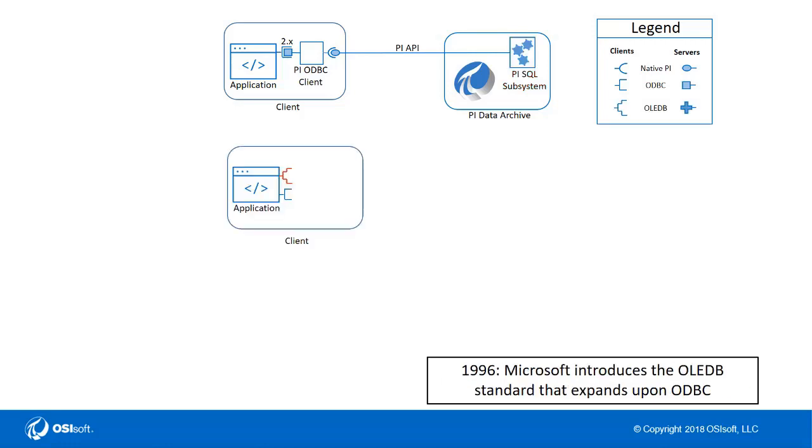In 1996, Microsoft introduced the OLEDB standard that expands upon ODBC. As you can see from my little symbol, the OLEDB protocol has a little bit more to it than just the ODBC. That's a good way to think about it because it expands on the functionality, but it's effectively the same thing. There's things like metadata that is provided with OLEDB that is not provided with ODBC.